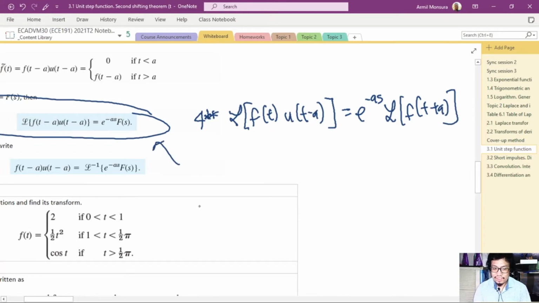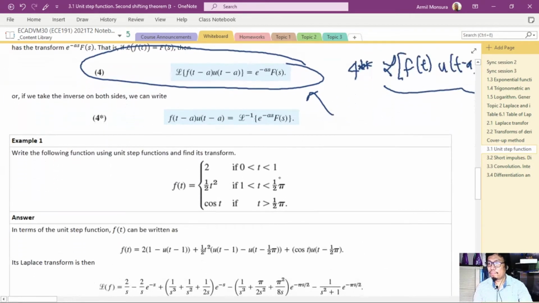how to use the first formulation that we had, and how this would actually make some of the manipulations and applications of the second shifting theorem easier than the first form. So let's take a look at this example. First, we would like to write this function in terms of unit step functions, and I would leave it as an exercise to you. But this is written in function form in this manner.